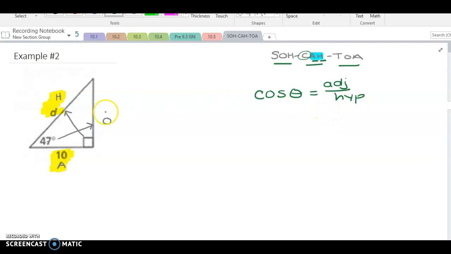Now I'm going to go back to the triangle and set up an equation for this. The cosine of, well, my reference angle is 47 degrees, equals adjacent, which is 10, over hypotenuse, which I'm just calling D. So as of right now, this is what I want. This is how I would set this up.